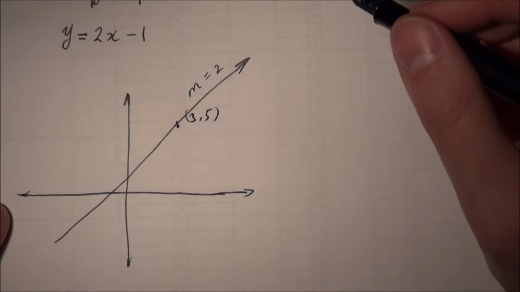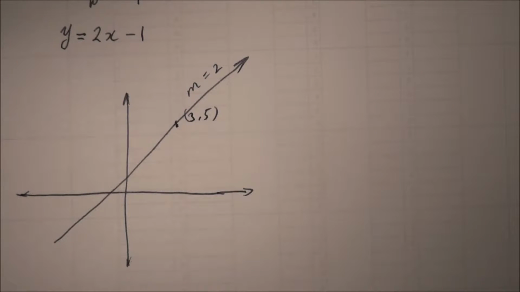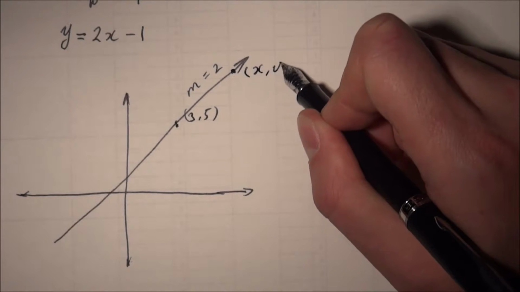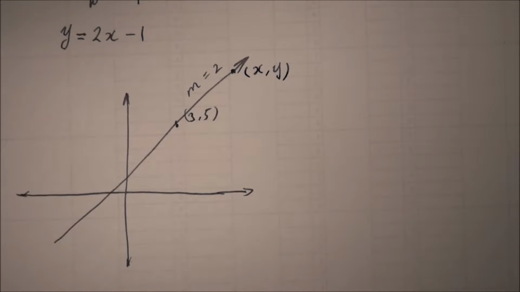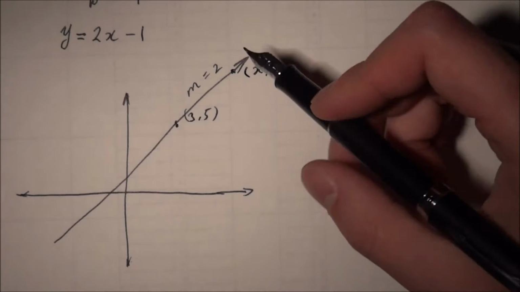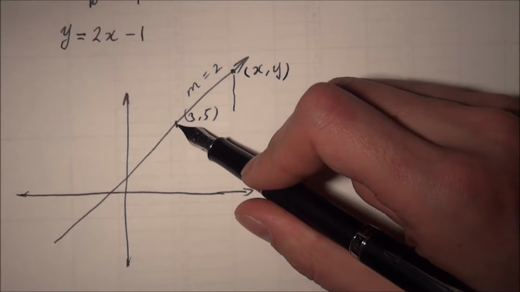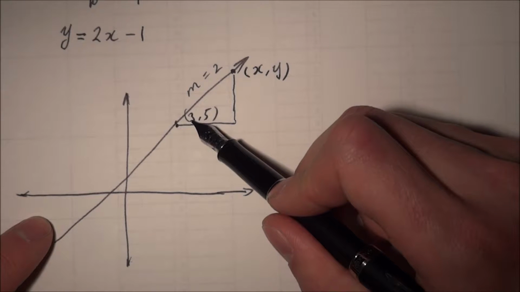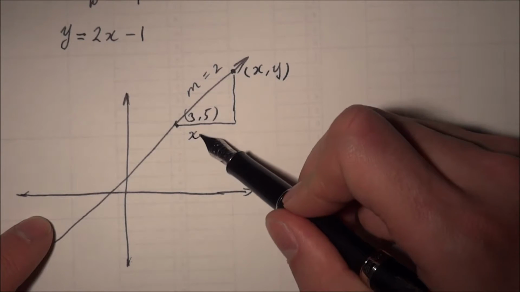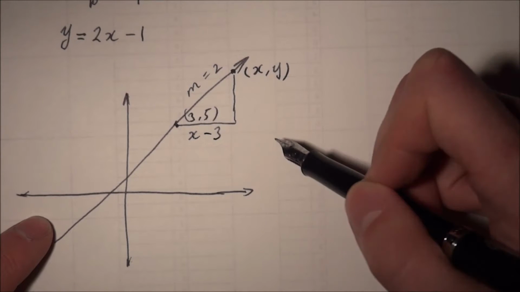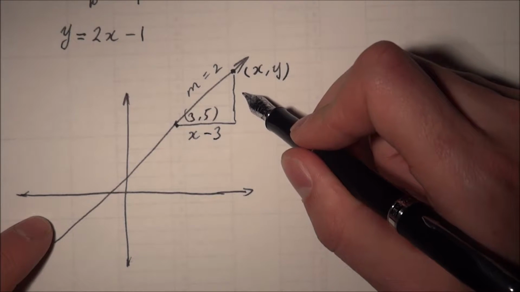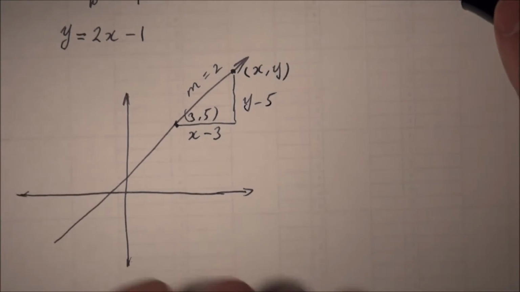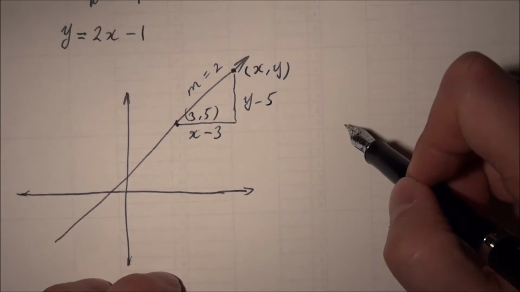Which means that if I pick an arbitrary point anywhere here, which I call x and y, it doesn't matter exactly where it is. We just try to work out the gradient. So obviously the change between this point and this point is x minus 3, the second x value minus the first x value. The rise will be the second y value minus the first y value. So here's our rise, here's our run.